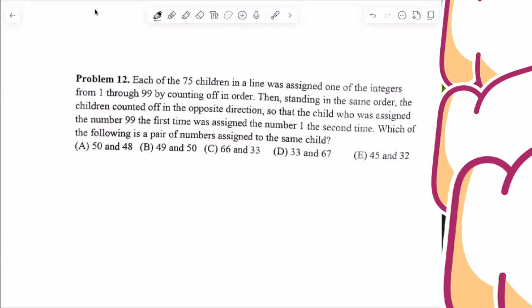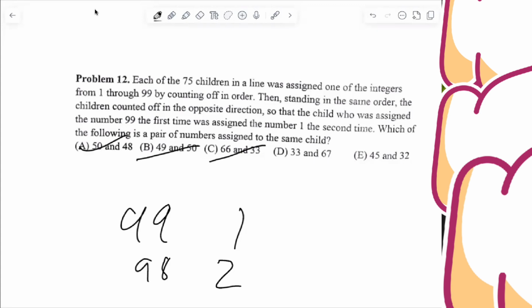From the list, we can see that the sum of the two numbers has to be 100: 99 and 1, 98 and 2, and so on. So we can just look for the ones where the sum equals 100. This is not 100, not 100, not 100, not 100, and 33 and 67 actually sums to 100. So the answer is D.